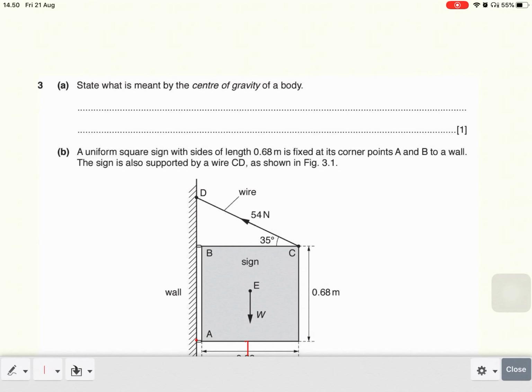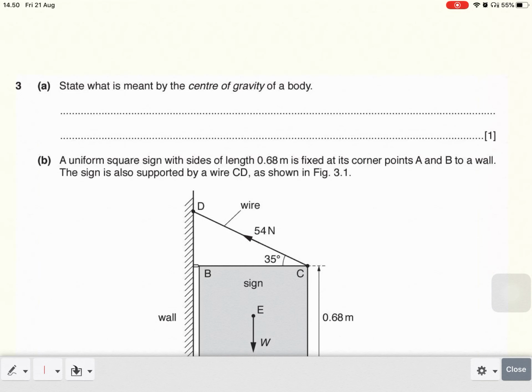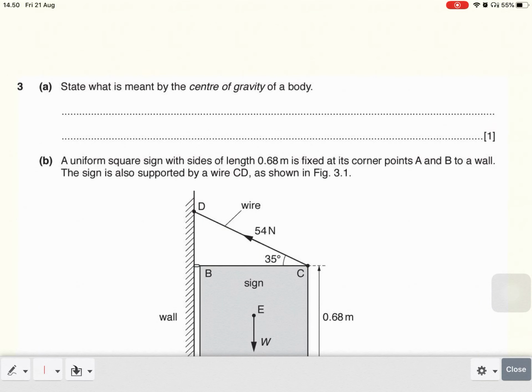Right. Let's see question number 3. State what is meant by the center of gravity of a body. The center of gravity of a body is a point actually. What does that point do? A point where all the weight of the object acts.